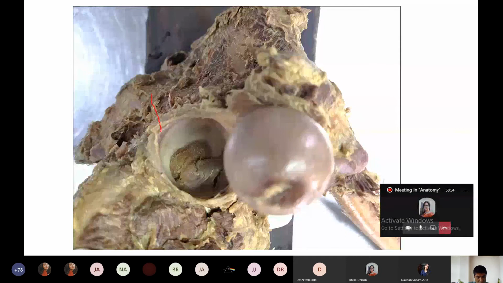See, this structure is very, very important. See, what is this? You can easily identify this is the acetabular labrum. Acetabular labrum, isn't it? The fibrocartilage, which increases the dimension of this acetabulum for holding the head of the femur, or providing the stability of this joint, the hip joint. Okay, so these are the important structures of the hip joint.